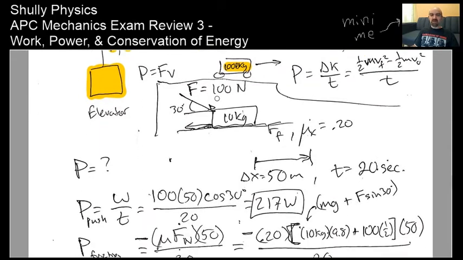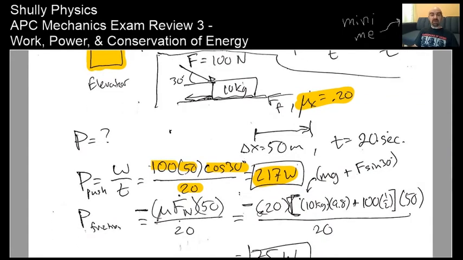What about pushing on a block where there's friction involved? Okay, so let's do a little bit of power work here also. The power for the push, how powerful is the push? That would be the force times the displacement times the cosine of the angle. So F x cosine 30 divided by 20 seconds. That gives us 217 watts of power. What's the unit for power? Exactly. Watts is the unit for power.